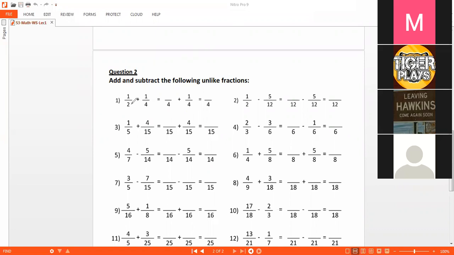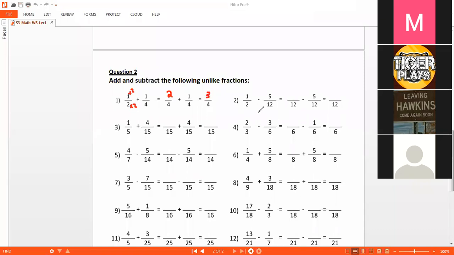Very good. So I'm going to multiply the first fraction by 2. It becomes 2/4. Now I can add them because I have the same denominator. So 2 plus 1 is 3/4. Excellent. That's correct. Yalla ya Majid.